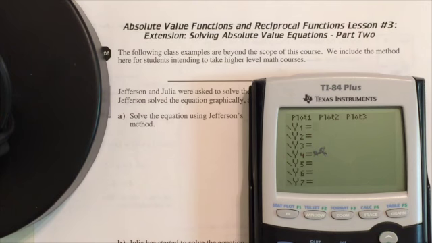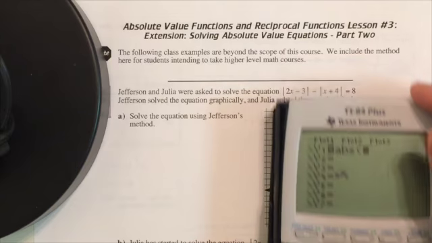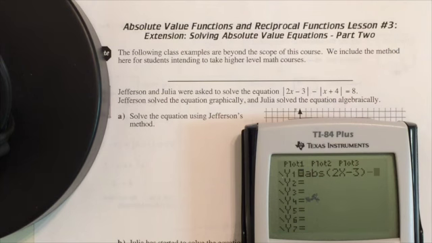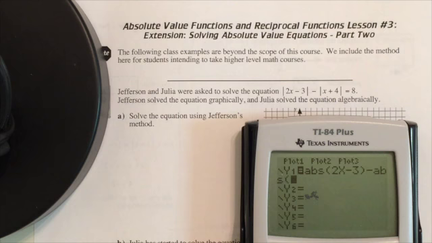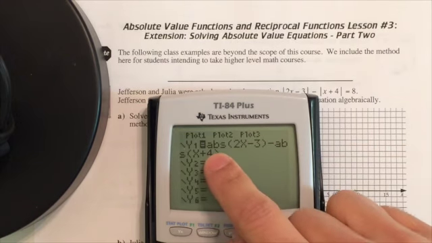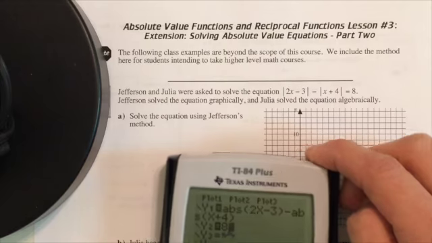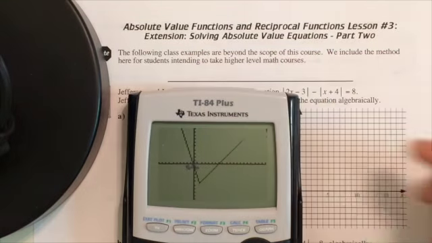We're going to have to input it into our calculator as an absolute value function. And so I have the absolute value of 2x minus 3 minus the absolute value of x plus 4. And that's going to be my y1, and my y2 I'm going to set as 8. Okay, and when we graph that, we're going to get something that looks like this.